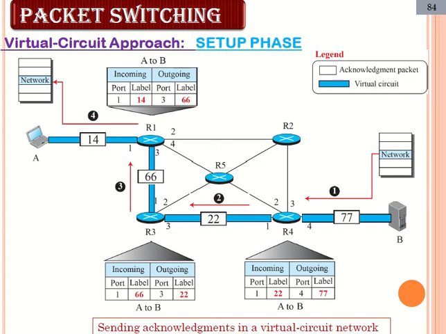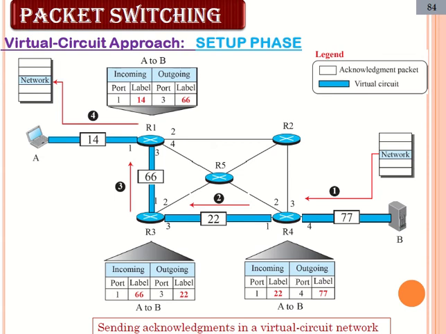So the two packets are, one is the request packet and one more is the acknowledgement packet. So let us see what is this request packet and acknowledgement packet using this particular diagram. As I said, we have two packets, request packet and acknowledgement packet. So we'll see about the request packet first.